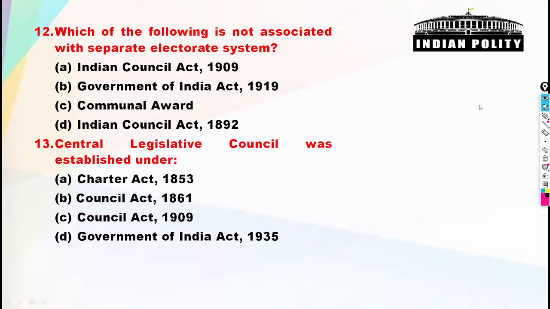Which of the following is not associated with the separate electorate system? 1909 is associated with the communal separate electorate system, and 1932 is also related to the communal separate electorate, but the Indian Council Act is not at all related to it.